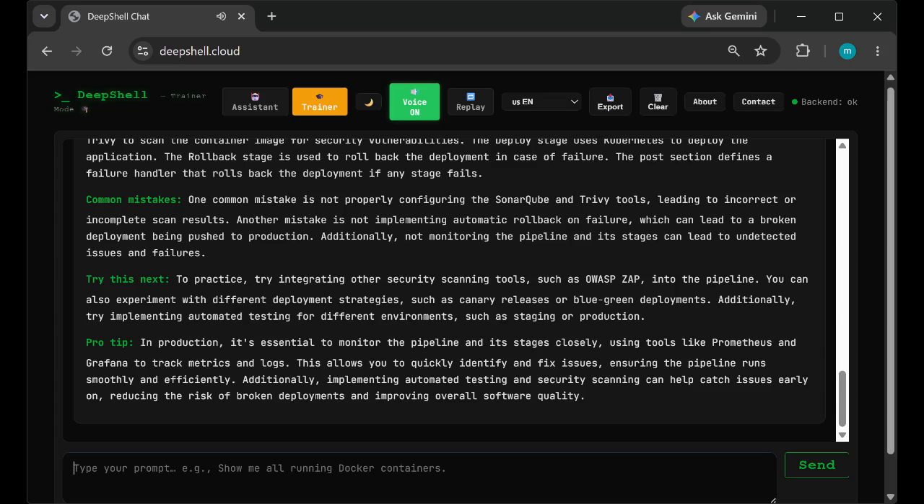Pro tip. In production, it's essential to monitor the pipeline and its stages closely, using tools like Prometheus and Grafana to track metrics and logs. This allows you to quickly identify and fix issues, ensuring the pipeline runs smoothly and efficiently. Additionally, implementing automated testing and security scanning can help catch issues early on, reducing the risk of broken deployments and improving overall software quality.